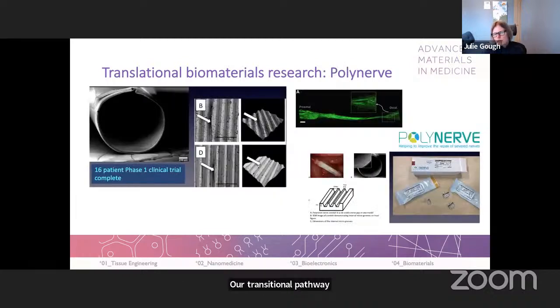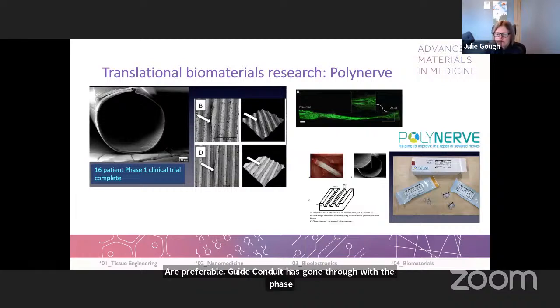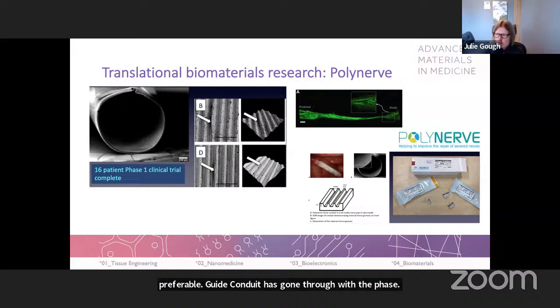Another good story is the polynerve story, which was led by Adam Reed and myself and others. Our peripheral nerve guide conduit has gone through a phase 1 clinical trial in 16 patients, and we got nice favourable results. And again, this is now trying to be spun out of Manchester with the help of the Innovation Factory. So the nice thing about this, similar to Sarah Cartmel's Retendon, is that it's made in Manchester and then translated through.